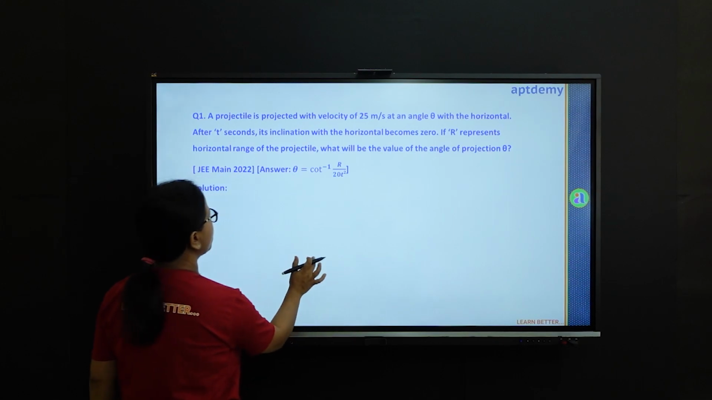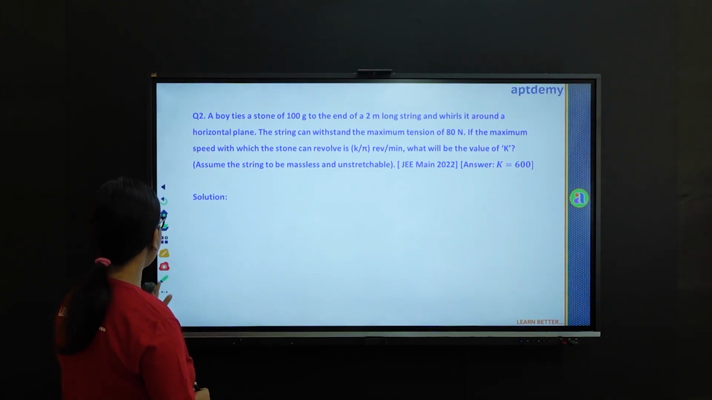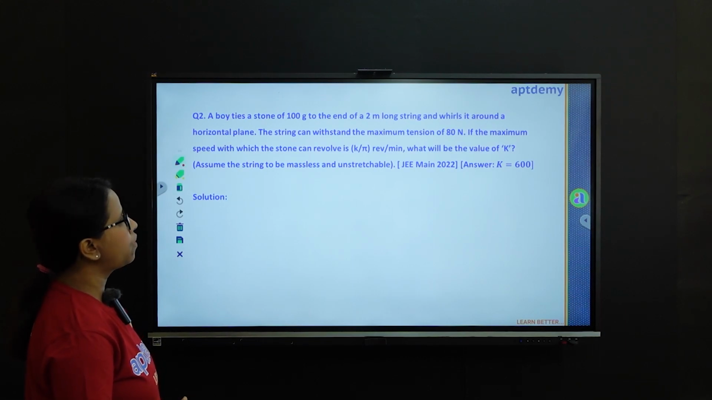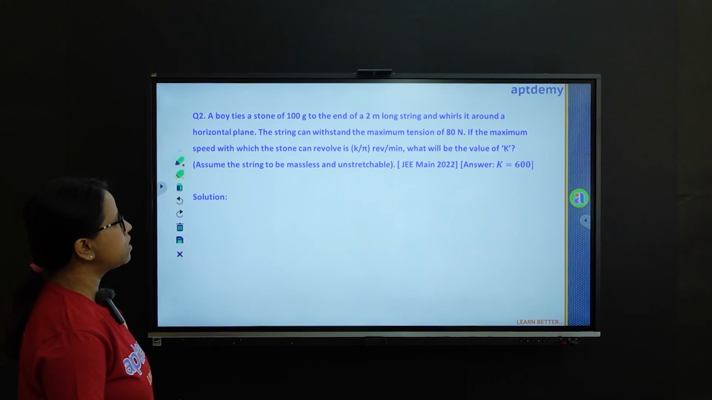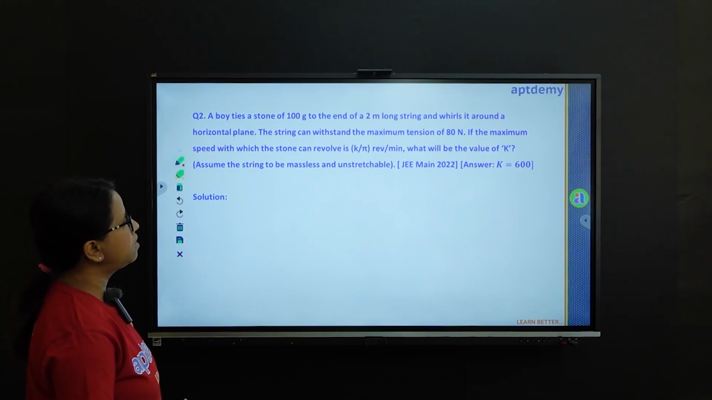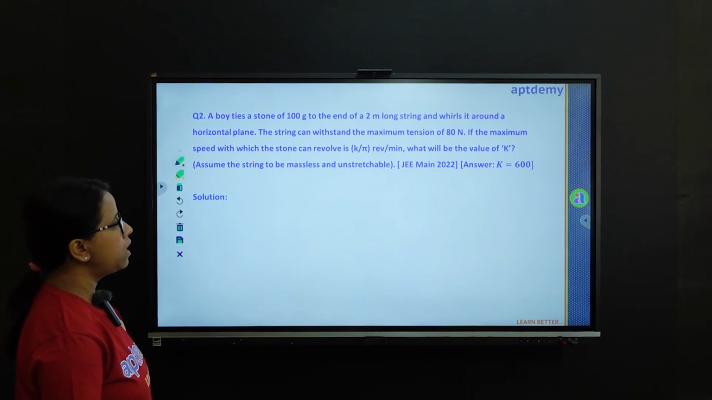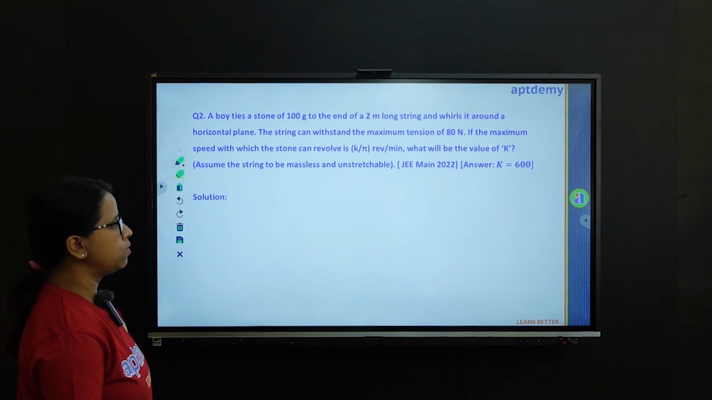Now quickly moving over to the next problem. A boy. This is a problem on uniform circular motion. A boy ties a stone of 100 grams to the end of a 2-meter long string and whirls it around a horizontal plane. The string can withstand the maximum tension of 80 Newton. If the maximum speed with which the stone can revolve is k by pi revolutions per minute, what will be the value of k? Assume the string to be massless and unstretchable.